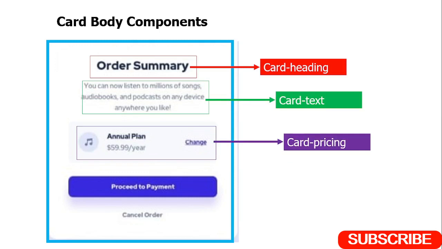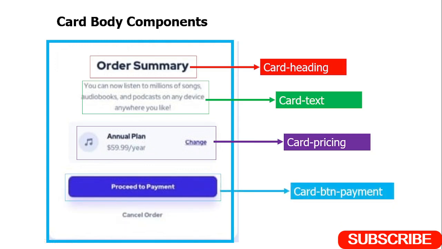That block has the music icon, then the annual plan, and then the change button. Then there is a button down the card. We have called it card button payment. You can see I got the name from this proceed to payment. This button is about payment, and that's why we have come up with a name like card button payment, meaning that this button in the card is responsible for payment.